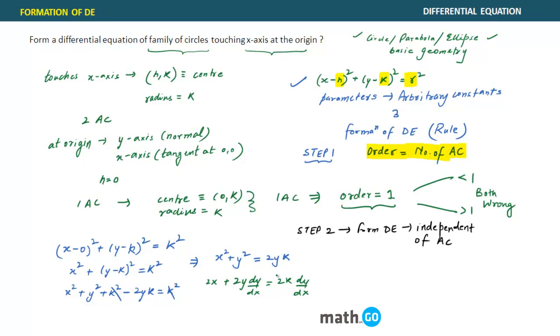But here k is still there, you have not eliminated k. You can find the value of k from here: k can be written as (x square plus y square) by 2y, and now you can substitute this value of k here. So the last equation that you will get will be a differential equation where the order is 1. Why is the order 1? Because you have only dy by dx, and there is no k, that is no parameter or arbitrary constant. So the differential equation is independent of arbitrary constant. This is how you solve this question.